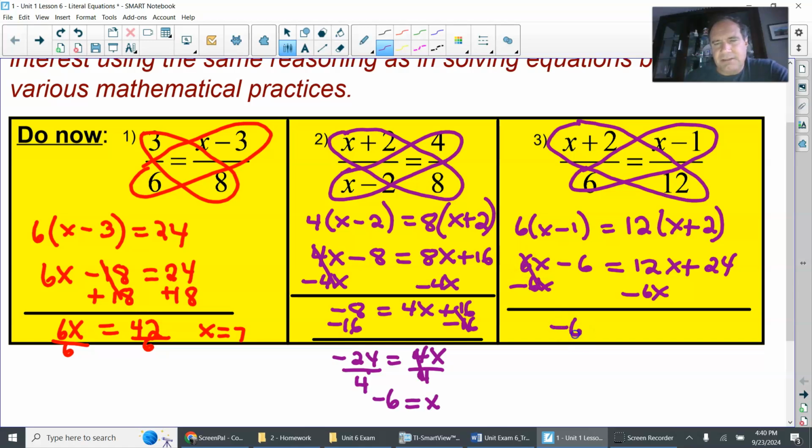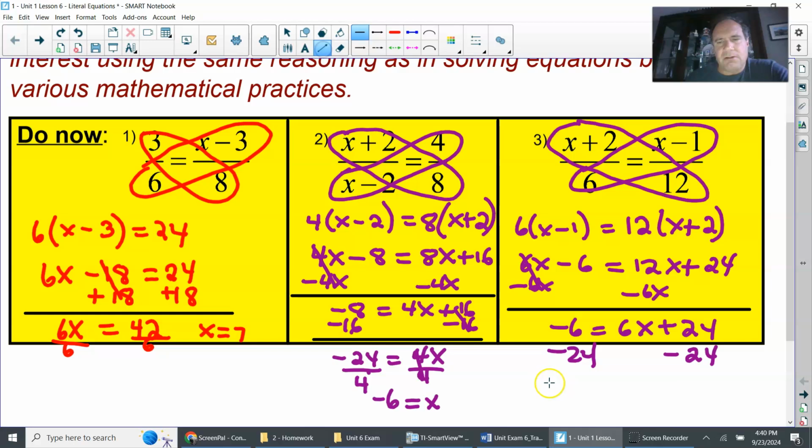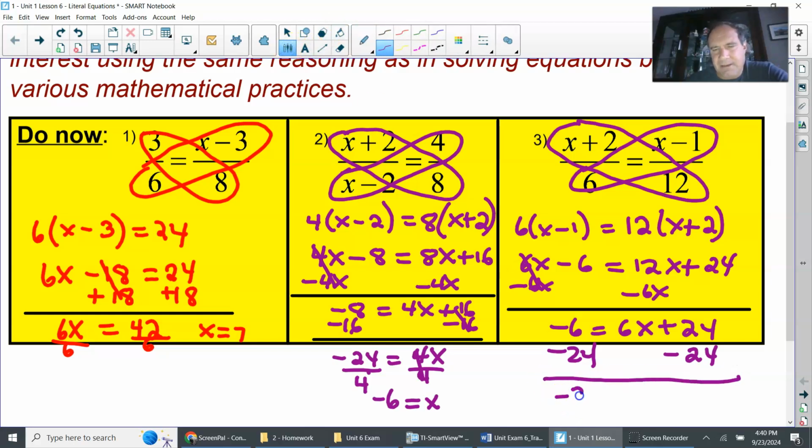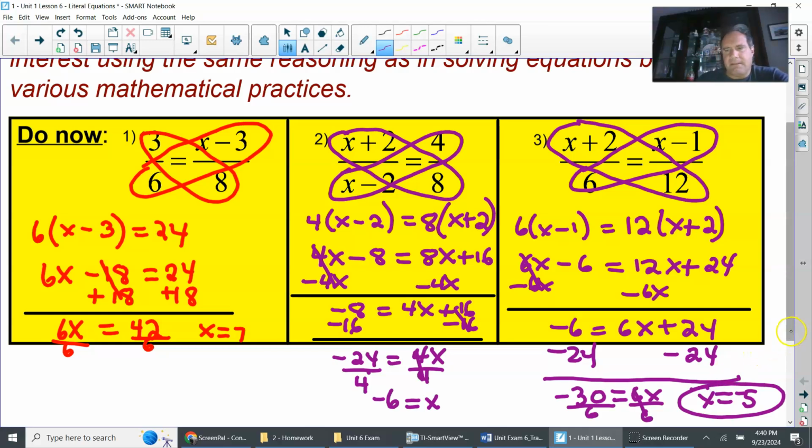You get negative 6 equals 6x plus 24. And then you minus 24 on both sides. And then we are going to have negative 30 equals 6x. And you're going to divide by 6 on both sides. And you get x equals negative 5. And that is that for the do now.